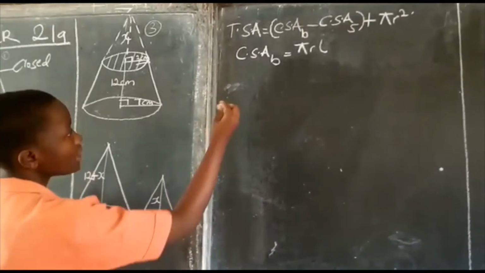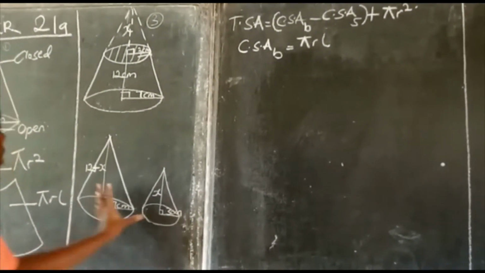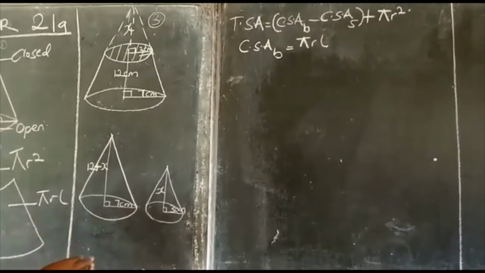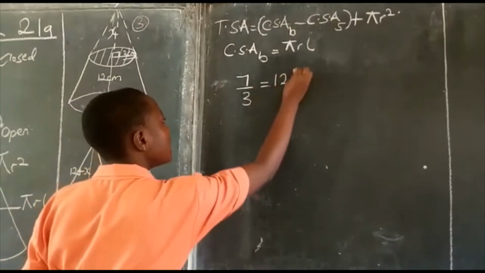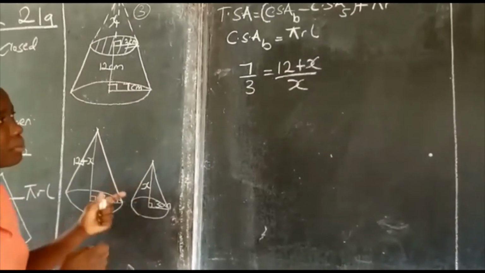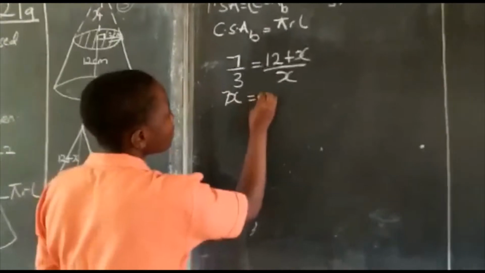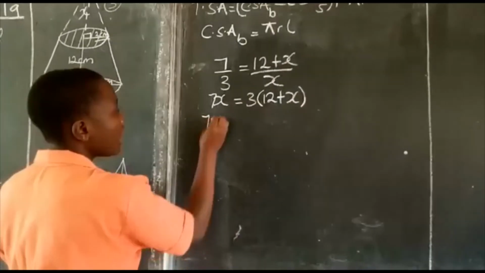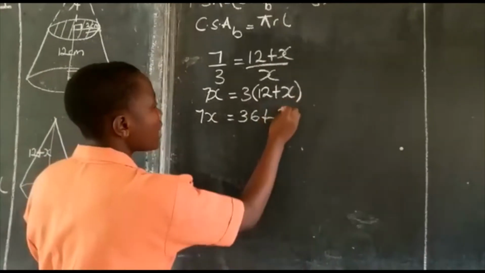The height of the cones is got using the linear scale factor, and these two cones are similar, so the ratio of their corresponding values is equal. So we shall have the linear scale factor as 7 out of 3, which is equal to 12 plus x out of x. Since this is the height of our bigger cone and this is the height of the small one, we shall cross multiply to find the value of x, which will be 7x is equal to 3 times 12 plus x. We shall open the bracket, so we shall have 7x is equal to 3 times 12 is 36, plus 3 times x is 3x.